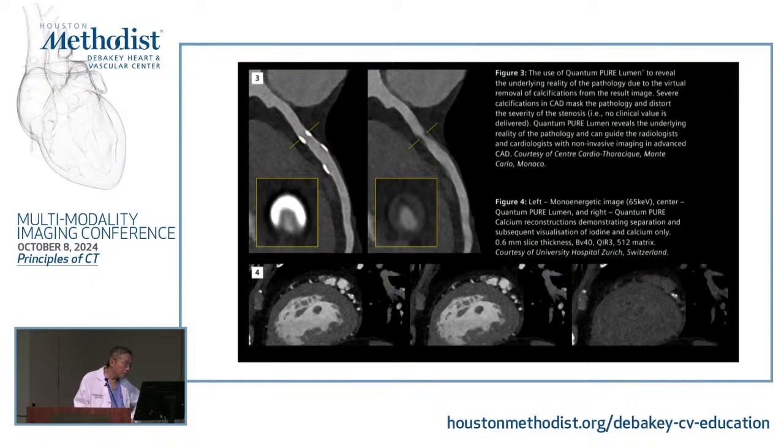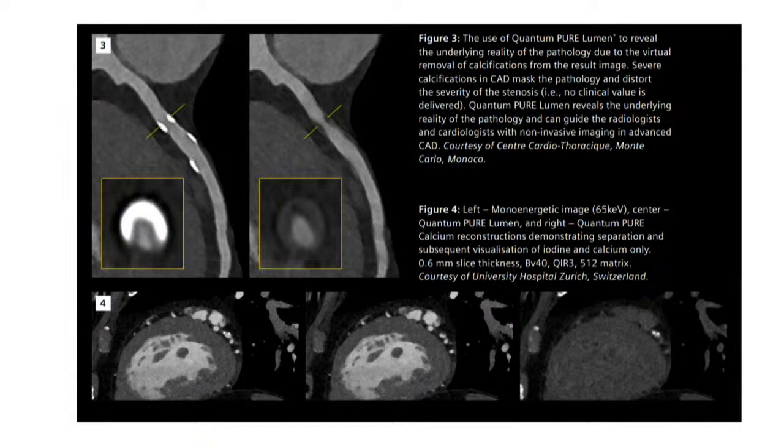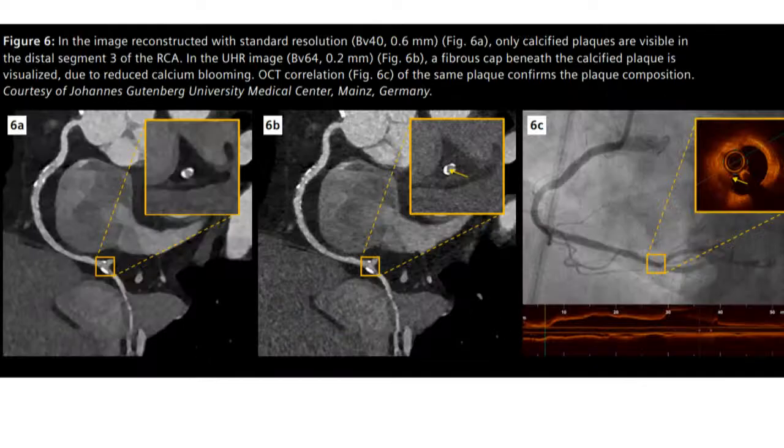And because of the good resolution, you can remove the signal corresponding to calcium, because calcium reacts differently to different energy from a plaque, for instance, a soft plaque, right? So you can do a virtual extraction of calcium and get a better estimation of the true lumen stenosis, okay? And that could be used for stent.